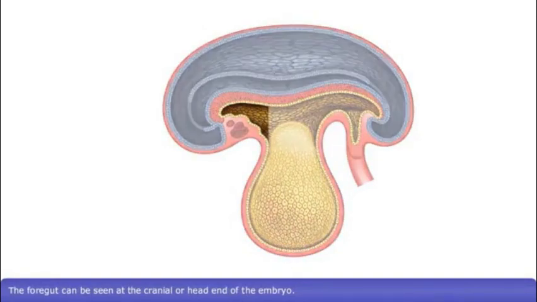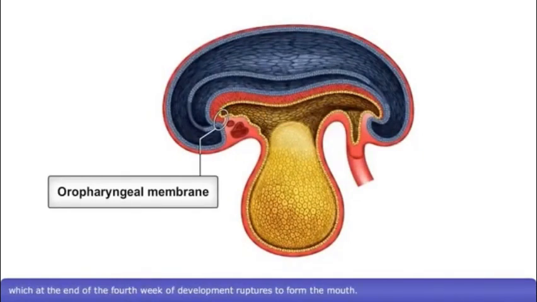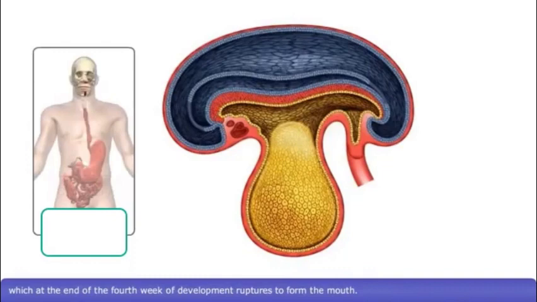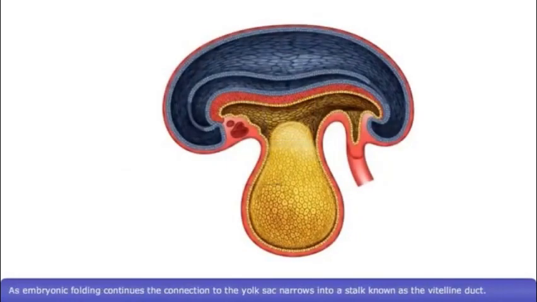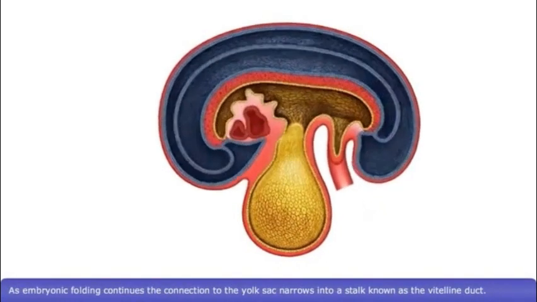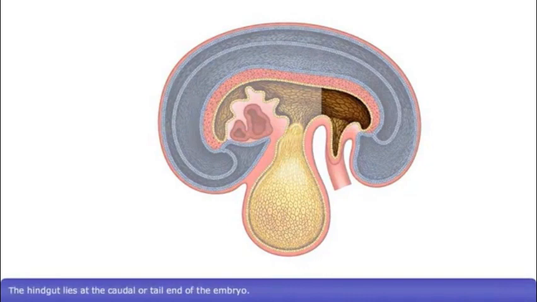The foregut can be seen at the cranial or head end of the embryo. It is temporarily closed by the oropharyngeal membrane, which at the end of the fourth week of development ruptures to form the mouth. The midgut lies between the fore and hindgut and remains connected to the yolk sac until the fifth week of development. As embryonic folding continues, the connection to the yolk sac narrows into a stalk known as the vitelline duct. The hindgut lies at the caudal or tail end of the embryo.